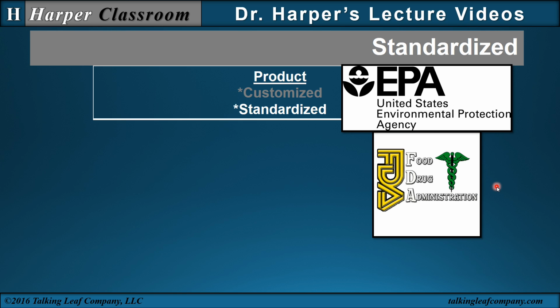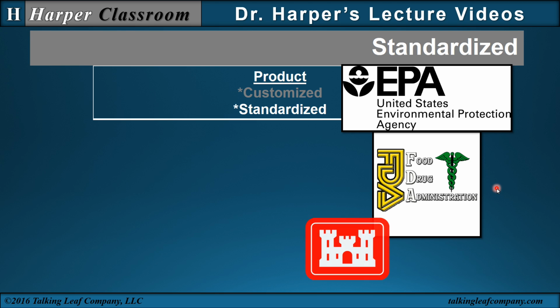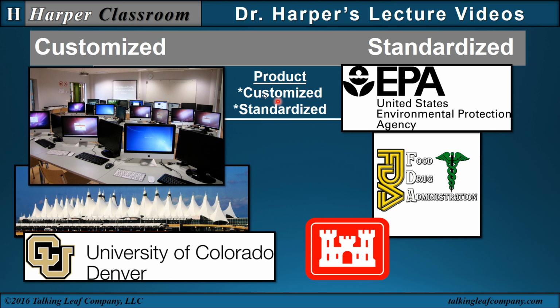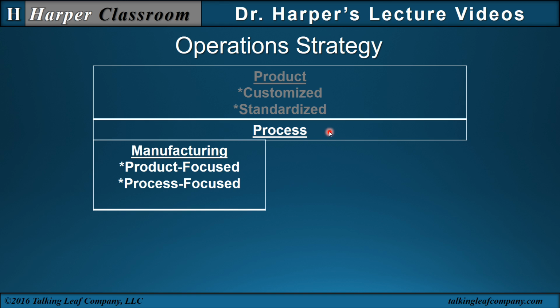The Food and Drug Administration also has standards for food and medications. And the Corps of Engineers will have standards that have to be met in their construction that will not be compromised. But often a product will have a combination of these two. For example, the lab might be customized as far as its use is concerned, but each element or each monitor could be standardized. Next is process design.